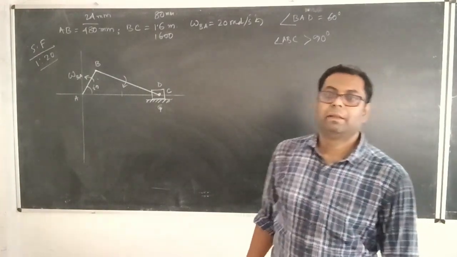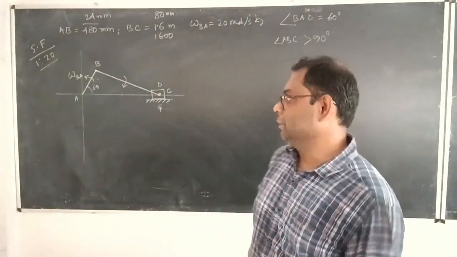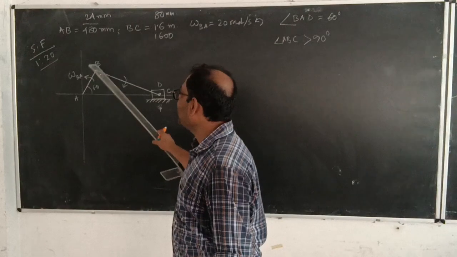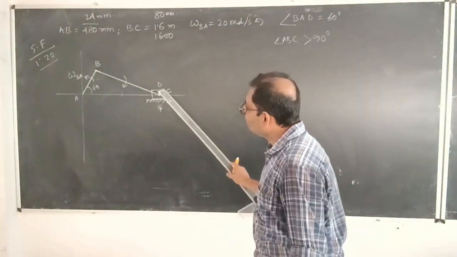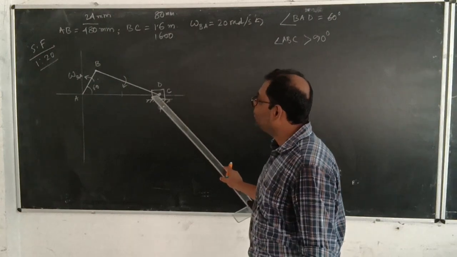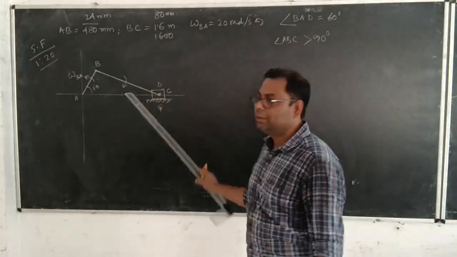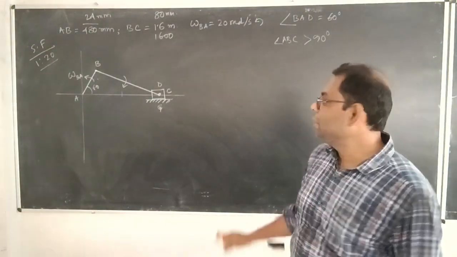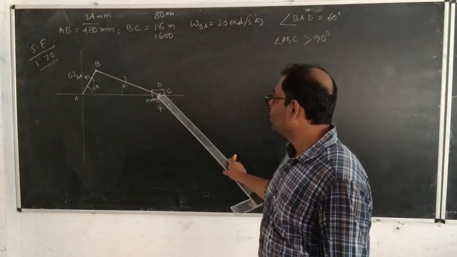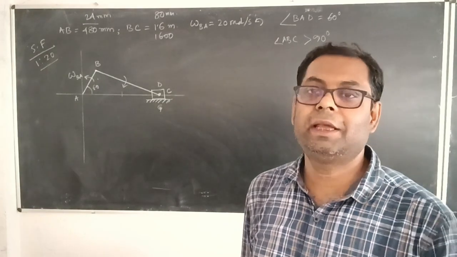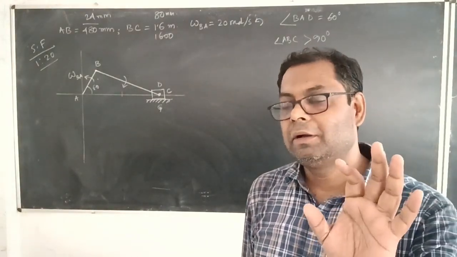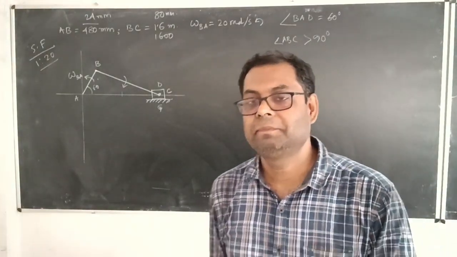Clear? Now use your common sense: if the crank is rotating in anti-clockwise direction, then in which direction will this slider block slide? By following the straight line path, it will slide in the left hand direction or right hand direction. You may pause the video over here and think for 10 seconds. Okay?